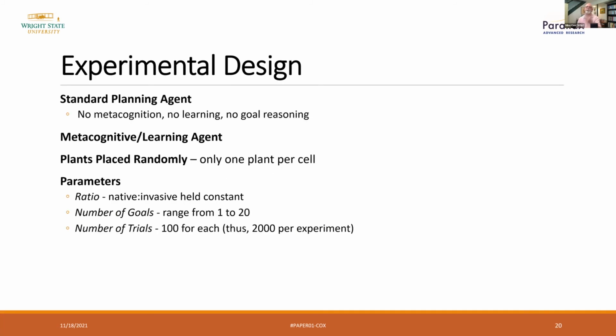We also have an agent that does none of this, that just plain learns and tries to generate and spray willy-nilly. And then for the agent I just talked about, we randomly put plants out there. We keep the ratio of native to invasive plants constant. In one set of experiments, it's 75-25, the other 60-40. We have goals ranging from 1 to 20, and we have 100 at each. So that's 200 per experiment.